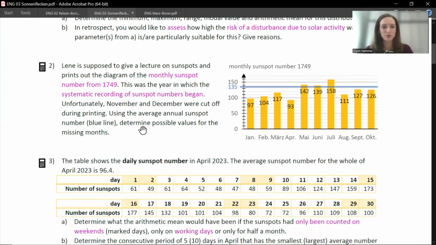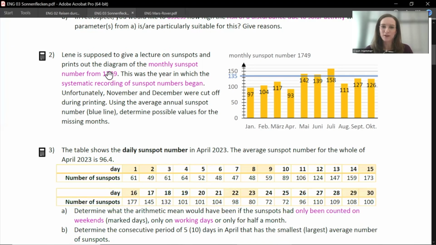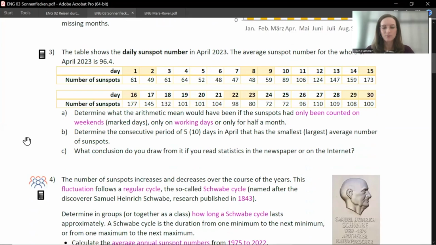In subproblem 2 here, they get a little historical fact, because here it tells them the monthly sunspot numbers were recorded since 1749. And in the third subproblem, again, they have some daily sunspot numbers given, and they have to do some statistics with it. And this subproblem teaches them that statistics can be easily manipulated by selectively choosing specific values or just specific times when you collect the data, and that it's very important for science to gather data daily, or in general, just to gather as much data as you can.